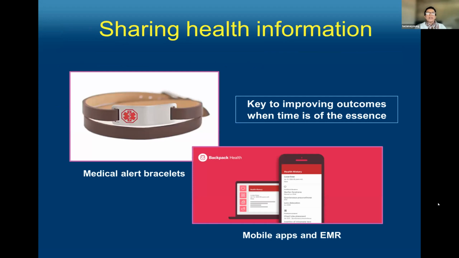Really important is to share health information. So all of my patients, we talk about having a medical alert bracelet that has information about their diagnosis, their risk for dissection, any medications or allergies they may have. Key also these days is to have mobile apps that have our electronic medical information. And the EMR is really important now with sharing of information between different hospitals and different medical systems.